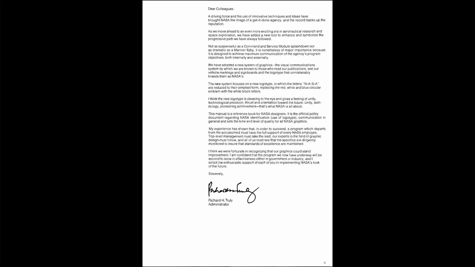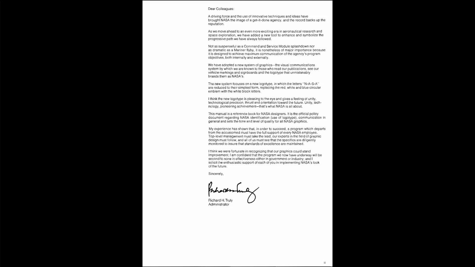I think the new logotype, I don't know why it says white block letters. I would have said red block letters, but anyway, I think the new logotype is pleasing to the eye and gives a feeling of unity. You shouldn't have said I think. You should just say the new logotype is pleasing, because when you're dealing with committees and stuff, as soon as you say I think or anything like this, you basically are then opening the door for criticism. Anyway, not that it would really matter here. This is the administrator after all.